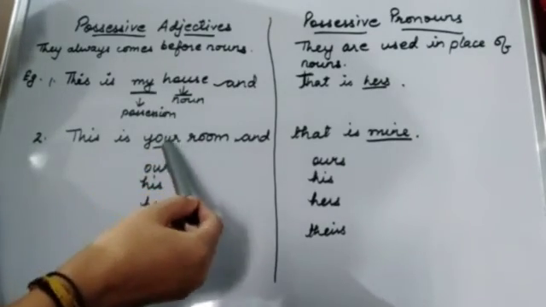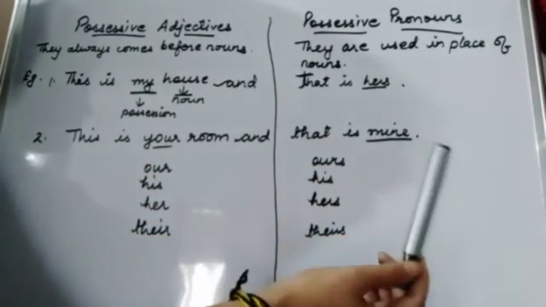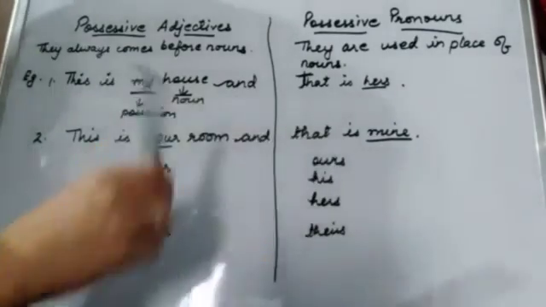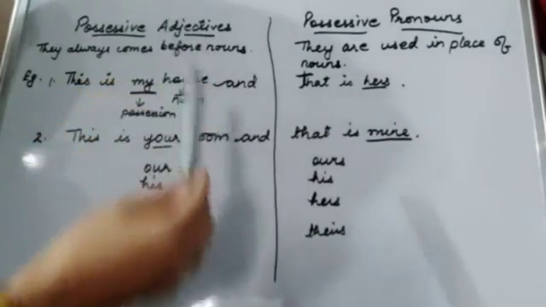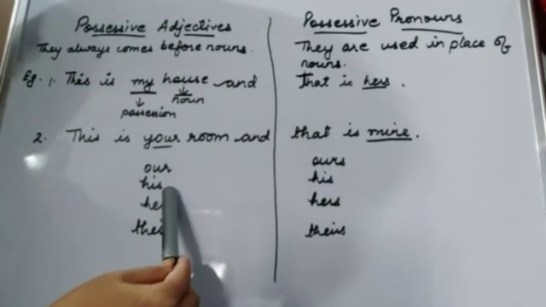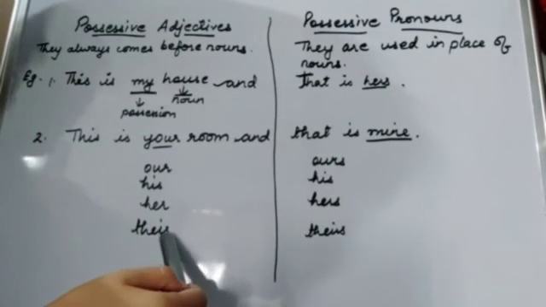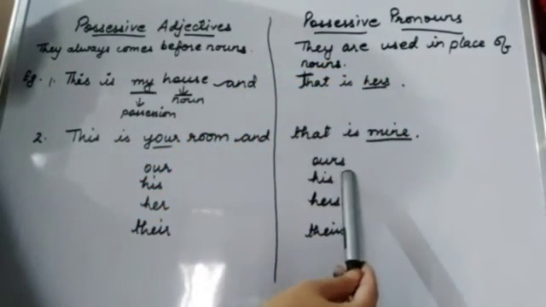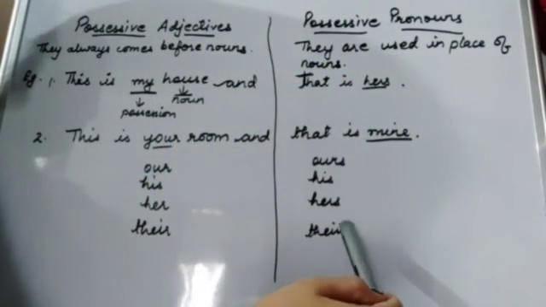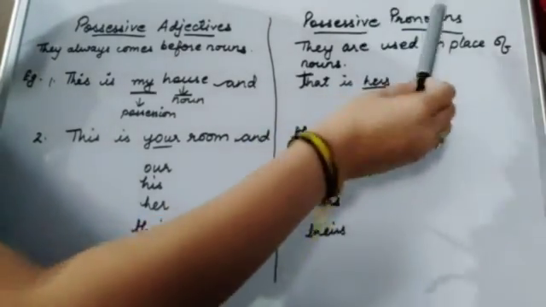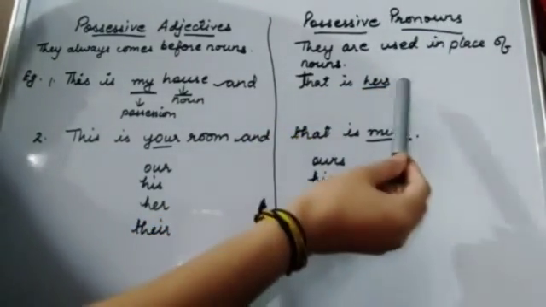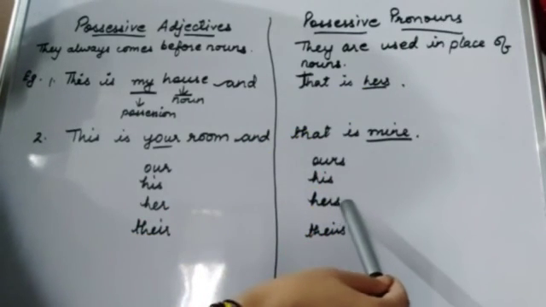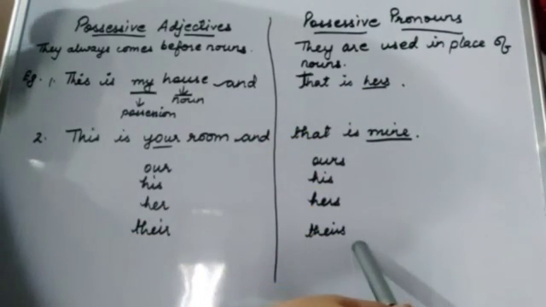Okay, my, your, hers and mine, they are showing possession. They are showing belongings. So class, other possessive adjectives are his, her and their. And other possessive pronouns are ours, his, hers, theirs. See class, possessive pronouns mostly end with s, like hers, ours, theirs.